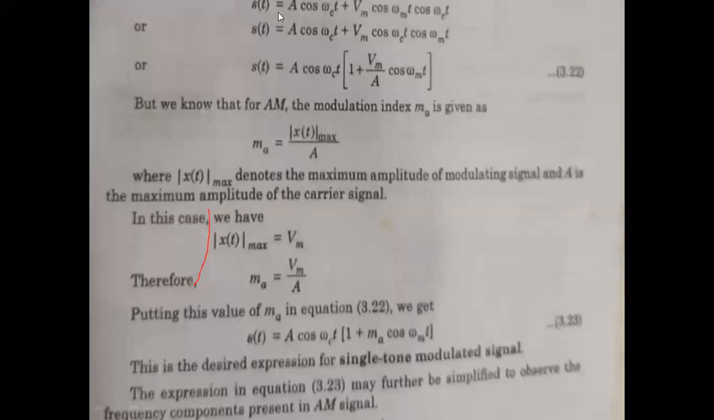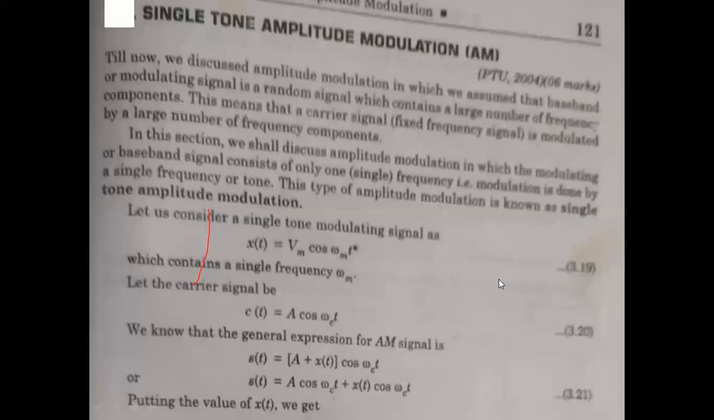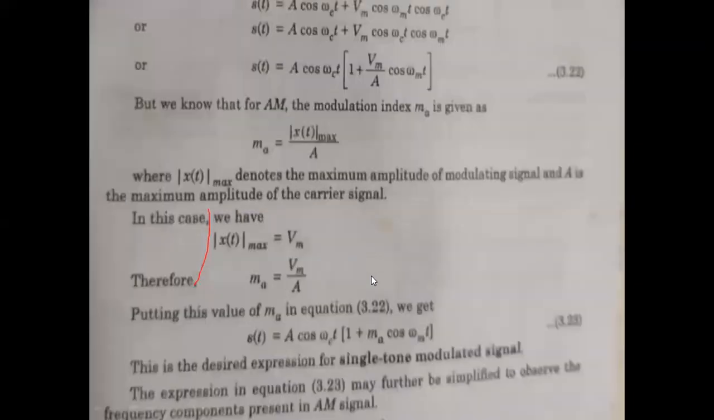Now S of t is A cos omega c of t plus Vm cos omega m of t, where in this expression X of t is Vm cos omega m of t. That has to be substituted here. Now S of t is A cos omega c of t plus, in place of X of t, Vm cos omega m of t cos omega c of t.